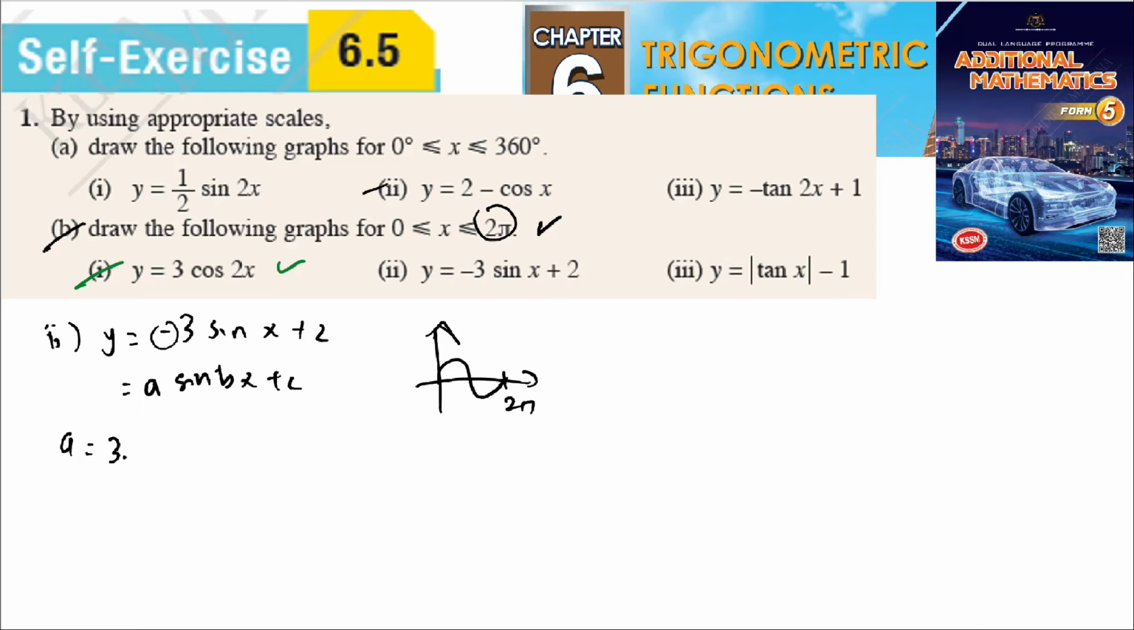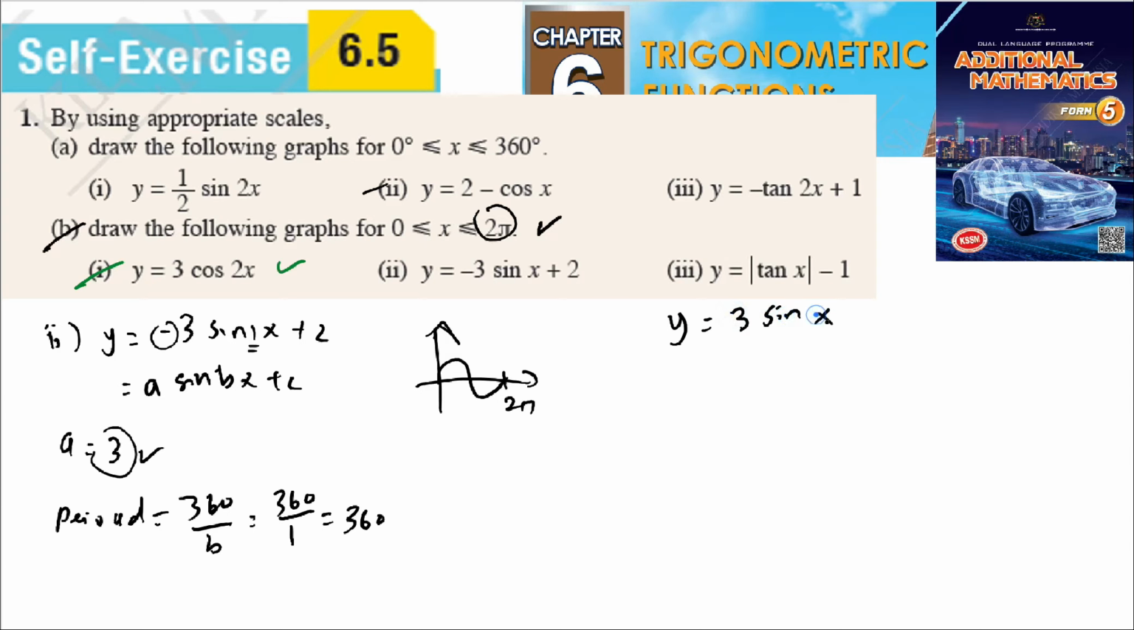and negative to positive. Alright, and then we can see that in front of x is 1, none or 1 actually. So the period is equal to 360 divided by b, or 360 divided by 1, you get 360. So you're getting the same shape, but the amplitude is 3. So here we are going to do y is equal to 3 sine x first. So here 3 sine x.